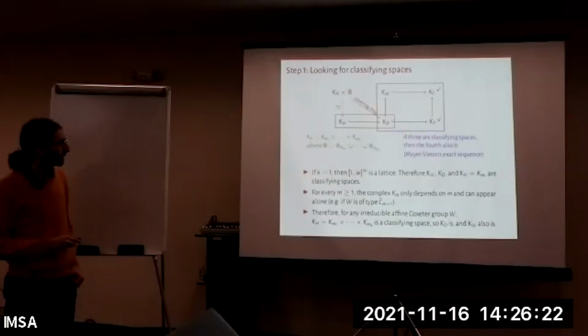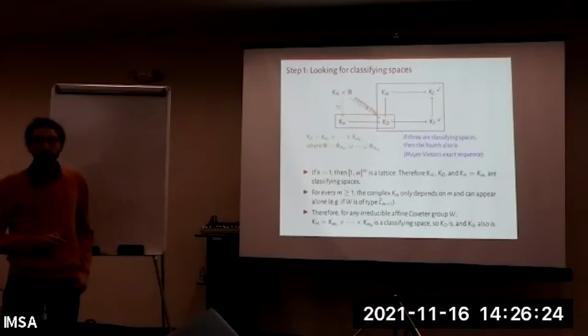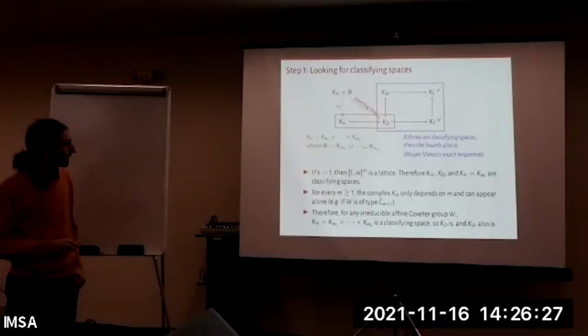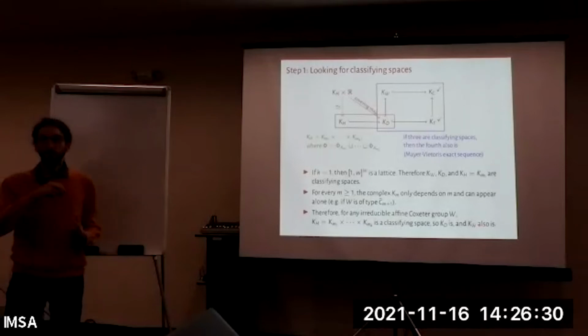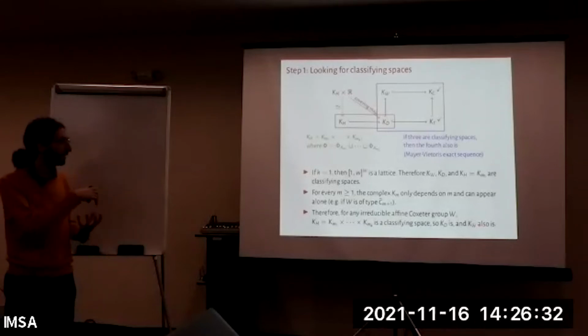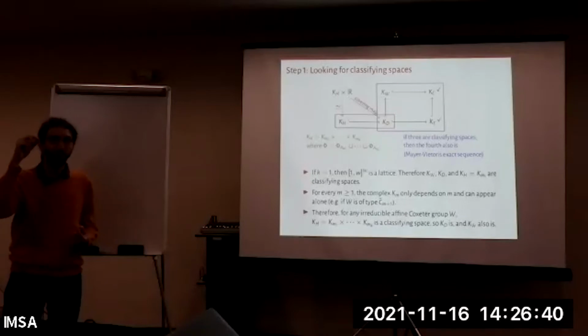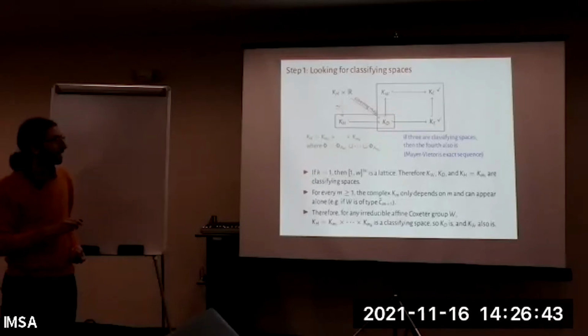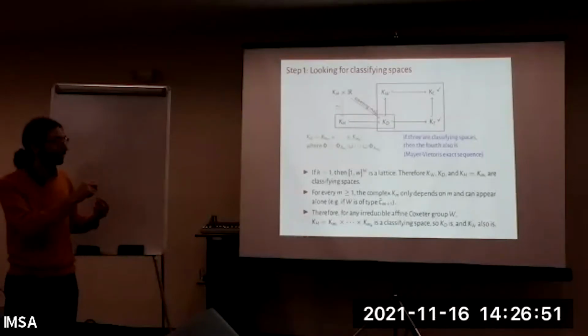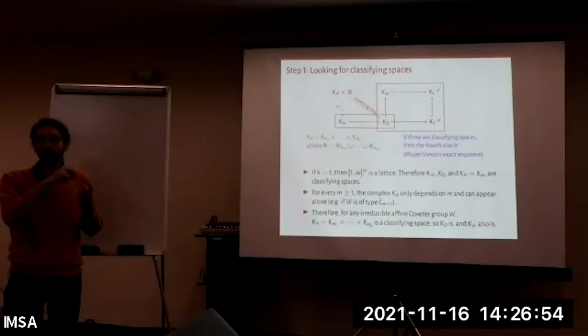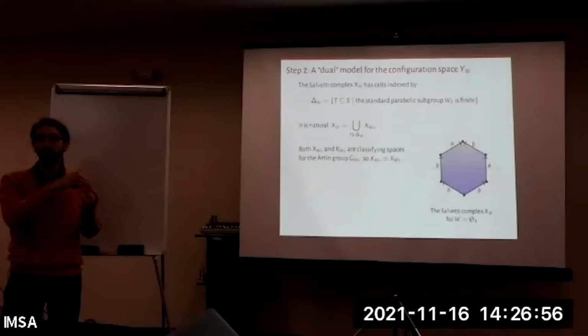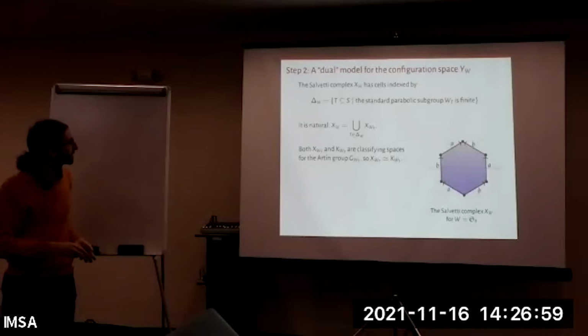And in general, in fact, we use the fact that KH is a product in the following way. If KH is just a single component, then it means that the interval was a lattice. We were in one of the lucky cases where we start with a lattice. And so KW is a classifying space, so KD is a classifying space, so KH is a classifying space. So if KH is irreducible, then it has to be a classifying space.